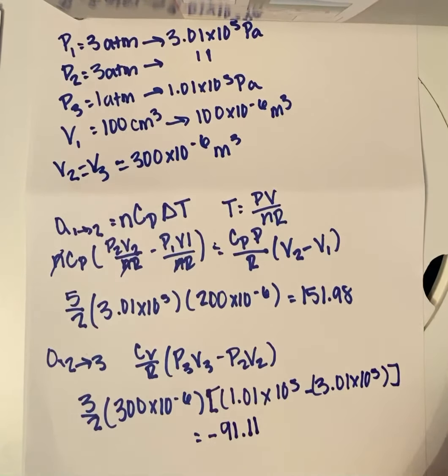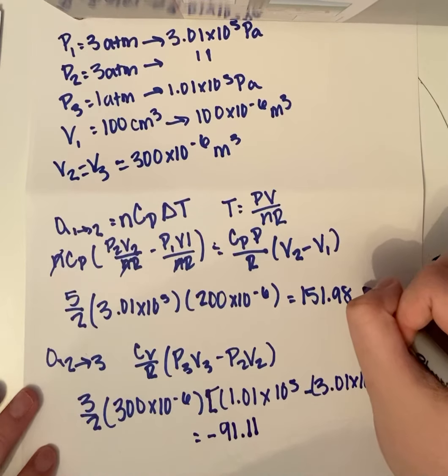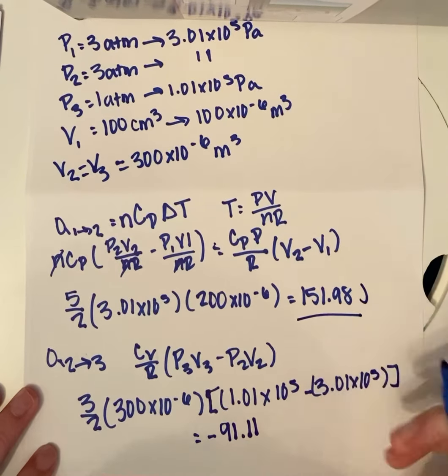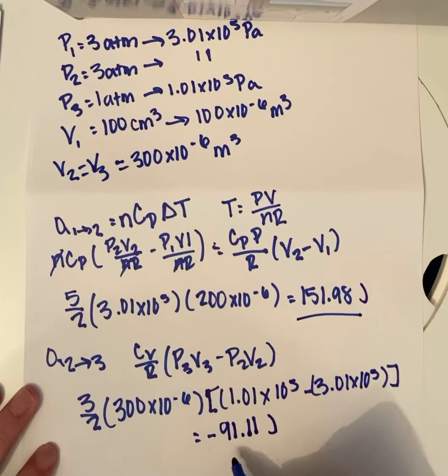So this is the heat in joules to go from process 1 to 2, and this is the heat in joules to go from process 2 to 3.